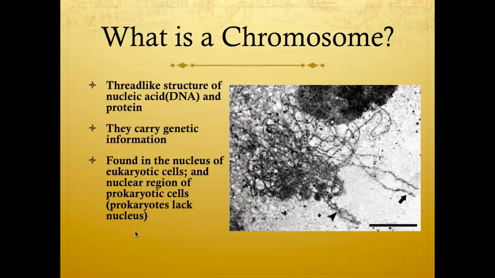Chromosomes can be found in the nucleus of eukaryotic cells and in the nuclear region of prokaryotic cells. Remember that prokaryotes, for example, bacteria, don't have membrane-bound organelles, so they don't have a nucleus, but they still do contain genetic information. In this particular presentation, we are mainly concerned with eukaryotic cells and not so much about prokaryotic cells.